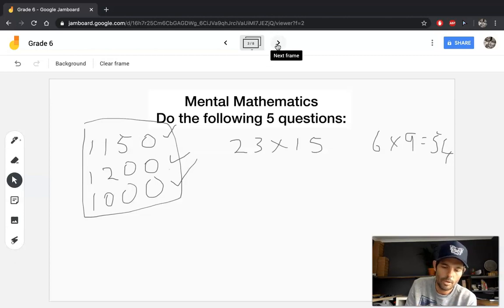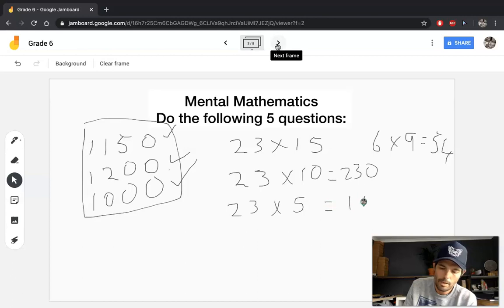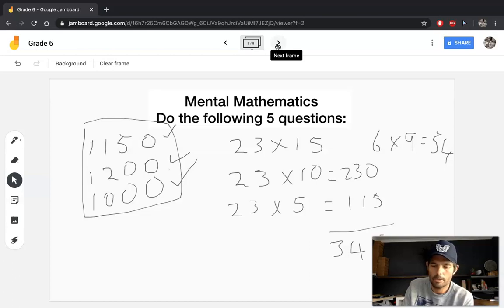I would go 23 multiplied by 10 equals 230. Okay? Then I would say 23 multiplied by 5, that's going to give me 115. And then when I add them, I get 345.